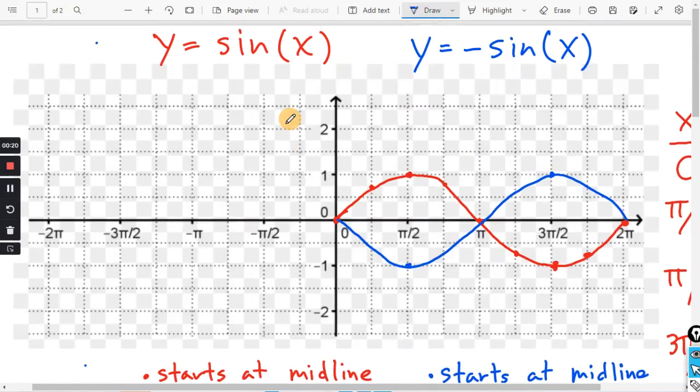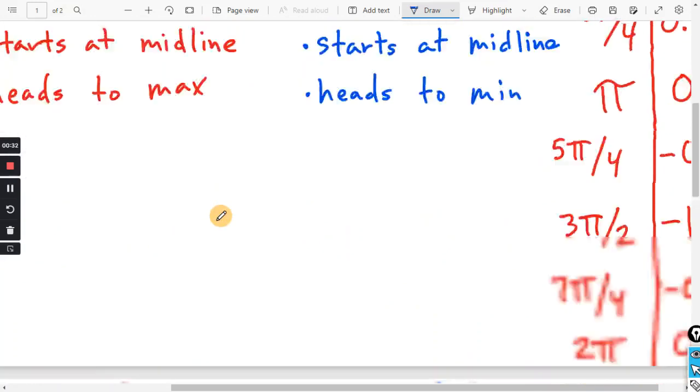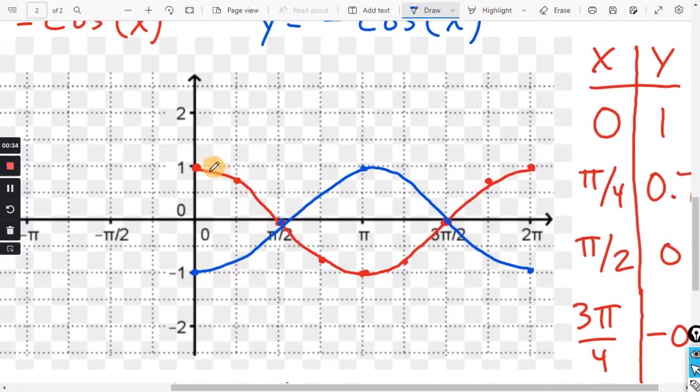All right, just to rehash real quick, the one in red right here is the sine of x, and the one in blue is the negative sine of x. And then for the cosine right here, the one in red is y equals cosine of x. The one in blue is negative cosine of x. So when you multiply the whole function by a negative, it just gets reflected about the x-axis. And the x-axis acts like a mirror.